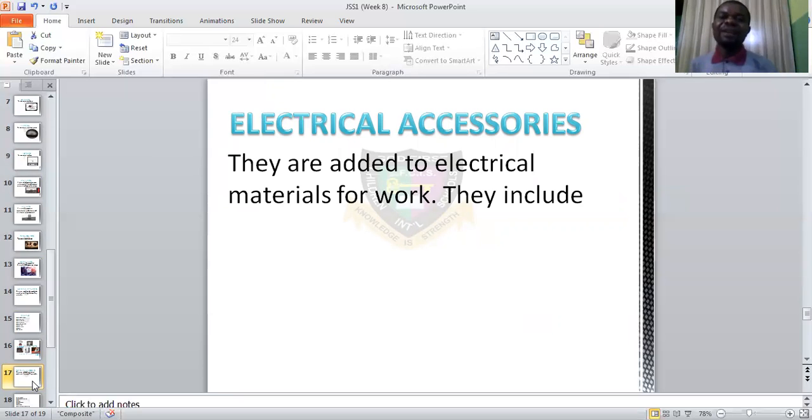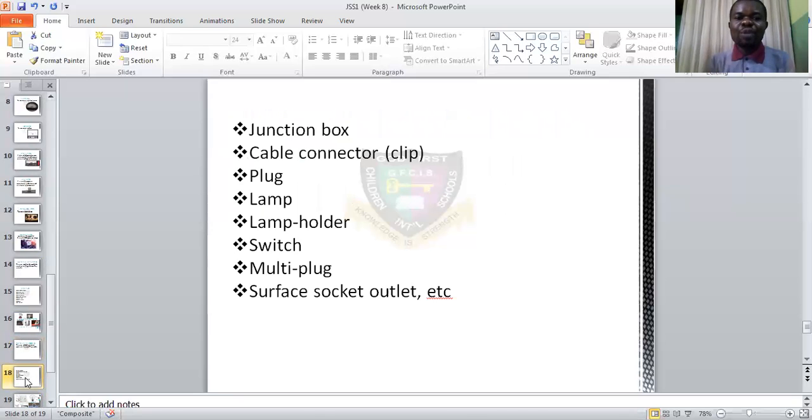Because you cannot say you want to do wiring, and you carry a hammer. Or you want to do wiring, you carry cable and you don't have other things with you. What do you want to use for the wiring? So there are many things that we need for you to be able to do the wiring. We call them these accessories that we also have in electrical. They include the switch, the junction box, cable connector, we call it clip, the plug, the lamp holder, the multi-plug, surface sockets, and so on. These are the examples of these accessories.